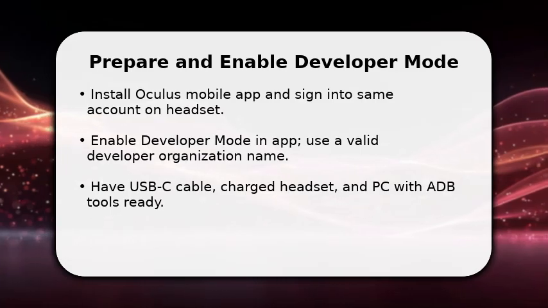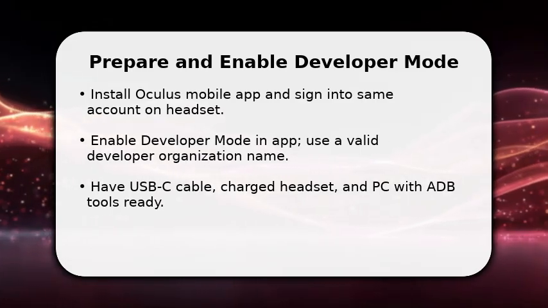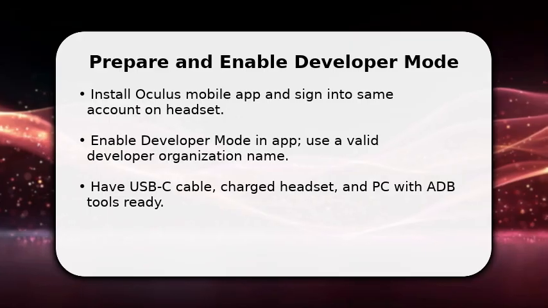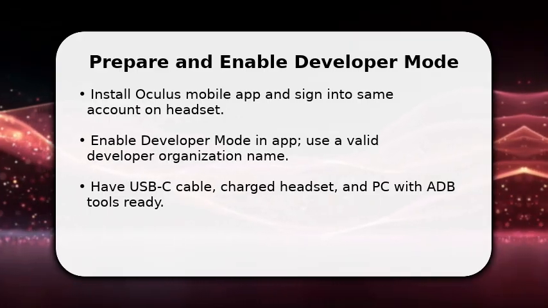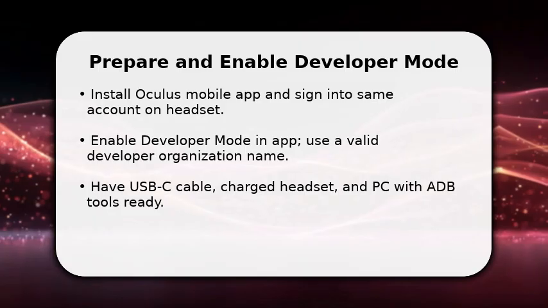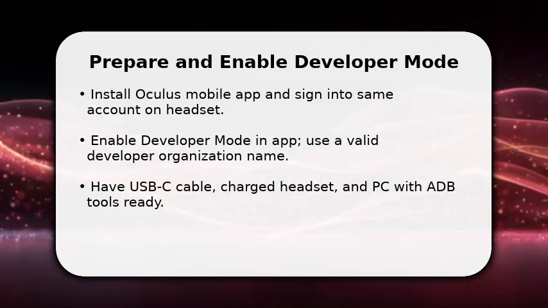Enjoy the video. You start by turning on developer mode so you can load unsigned apps. Open the Oculus mobile app, go to Settings, select your Quest, and toggle developer mode on. Enter a developer organization name if prompted.